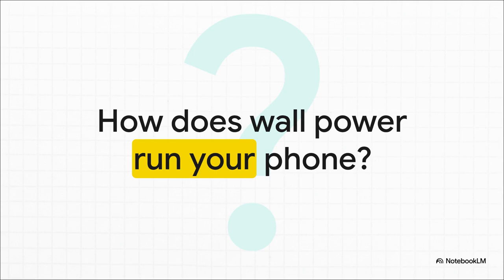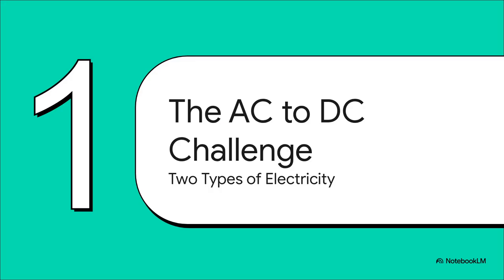So just think about it for a second. You plug your phone charger into the wall socket, and just like magic, your phone starts charging. But how? I mean, have you ever wondered what's really going on in there? Because the power in your wall is totally different from what your phone actually needs. And that right there brings us to the big challenge. It's this fundamental difference between AC and DC power.